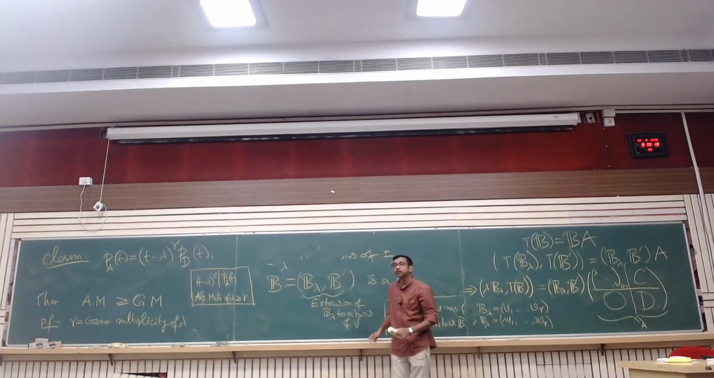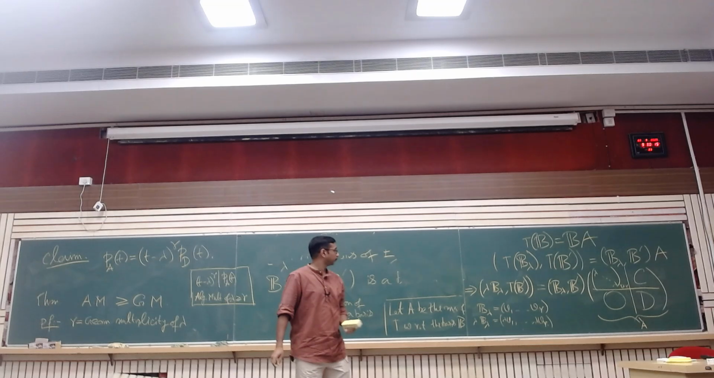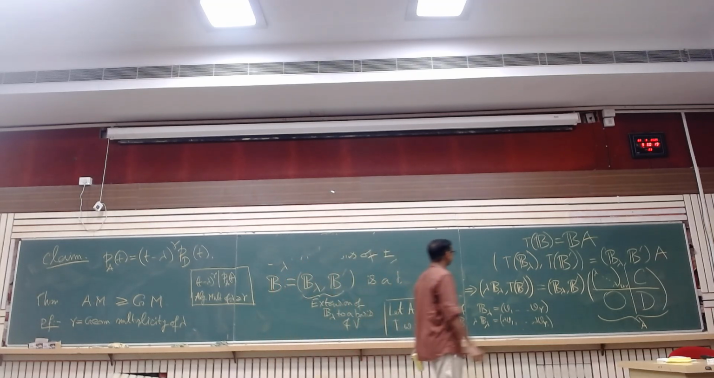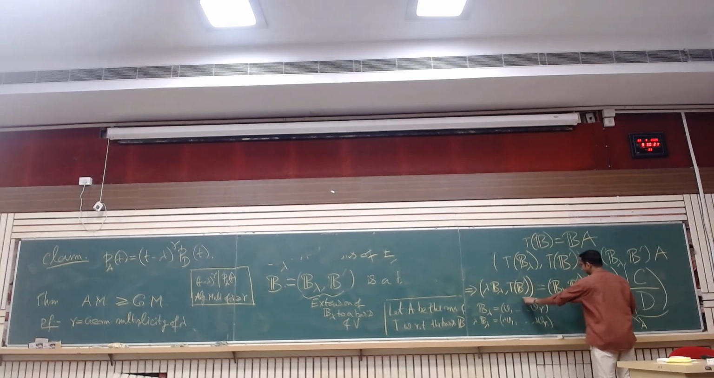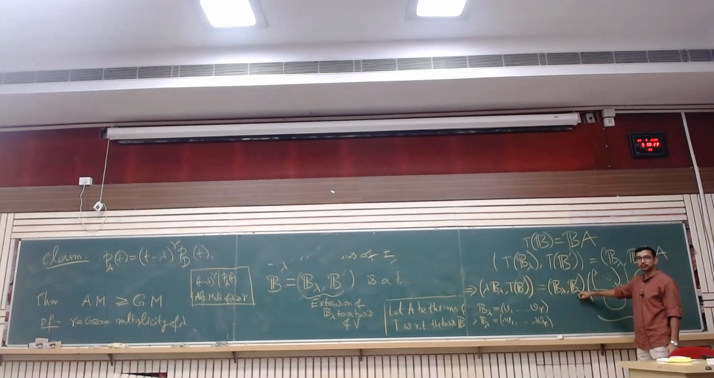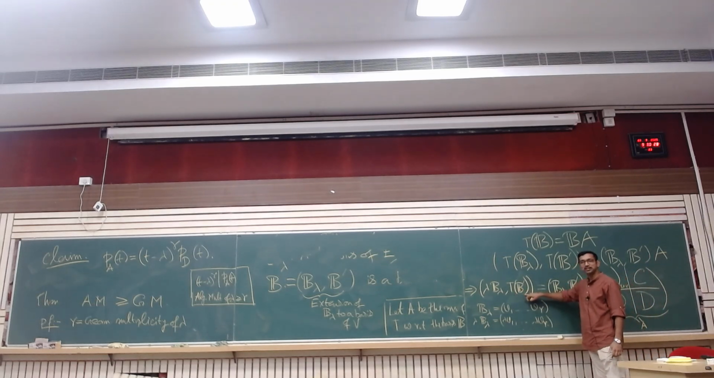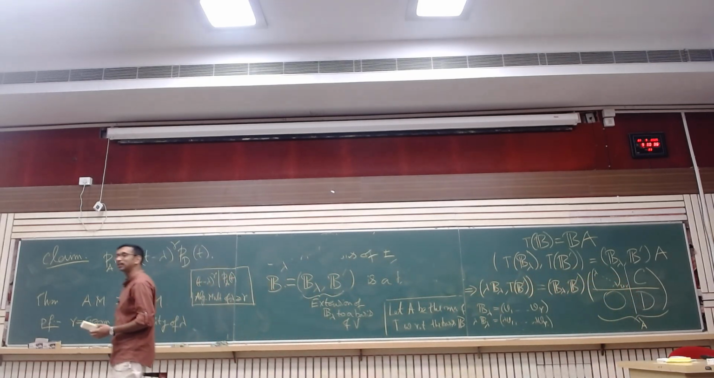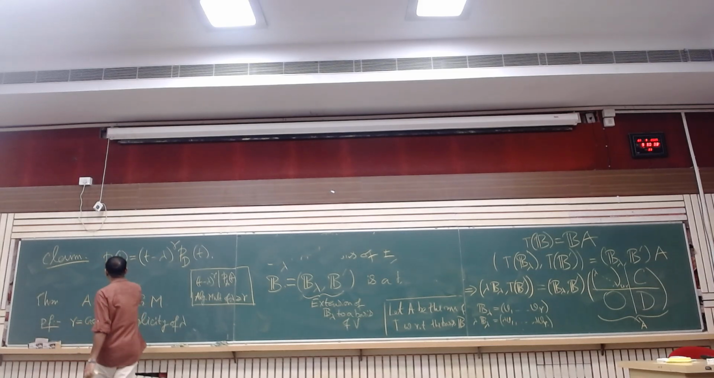T of v dash in terms of linear combination of? Not necessarily. T of v dash is just you are applying T on B dash. It could have contribution from here as well as there. Yes, what is small t? t is a variable.